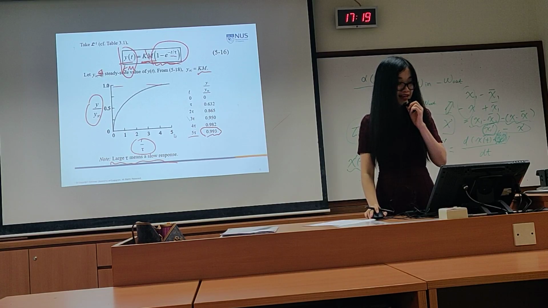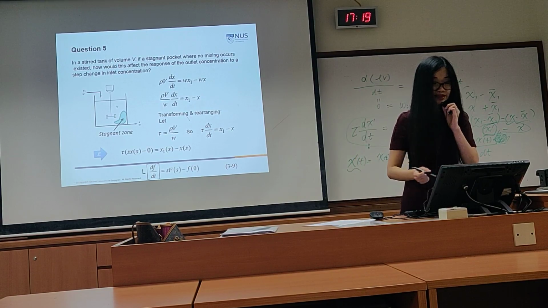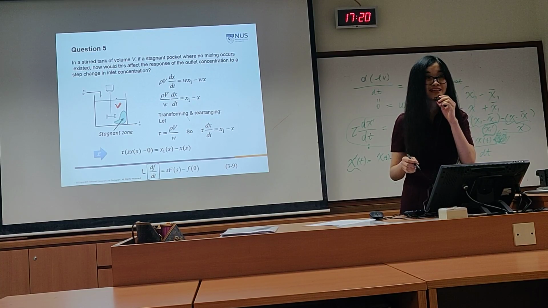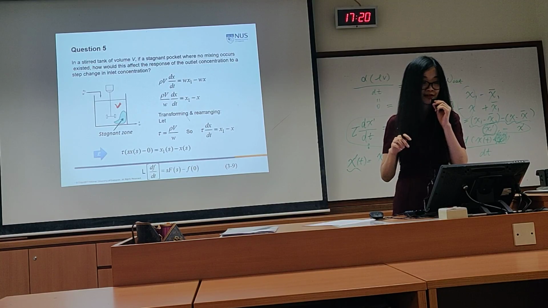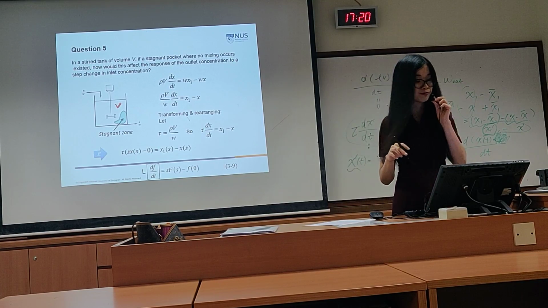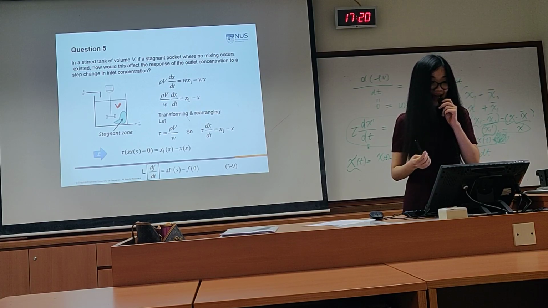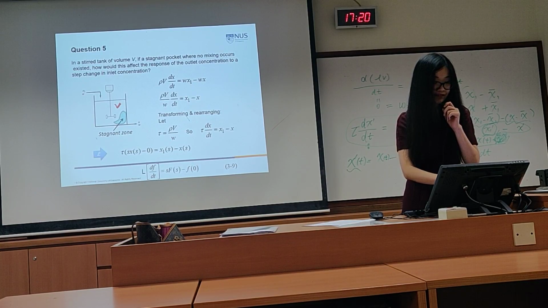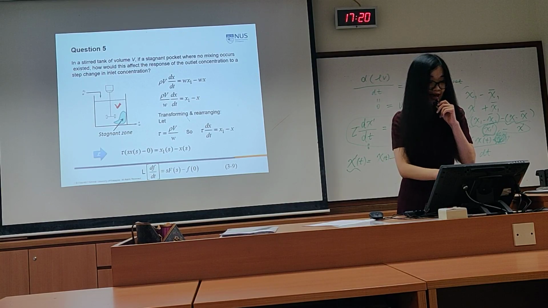So based on this, we can then move to the question statement. So we have a stirred tank of volume V. You can draw your own plot and you can define your own variables. Here we just use this plot to give you an overview of this problem. So if we have the stirred tank of volume V, and a stagnant pocket, so we show here, a stagnant zone where no mixing occurs, exit here.